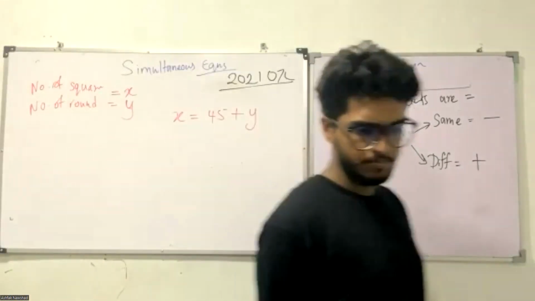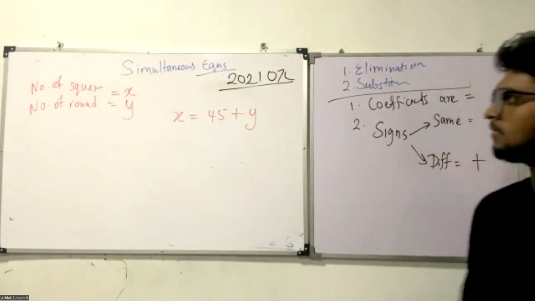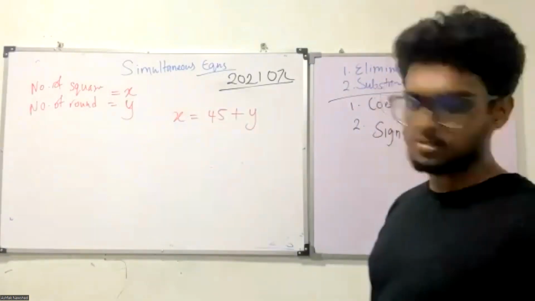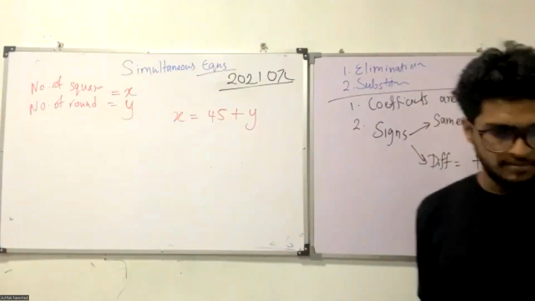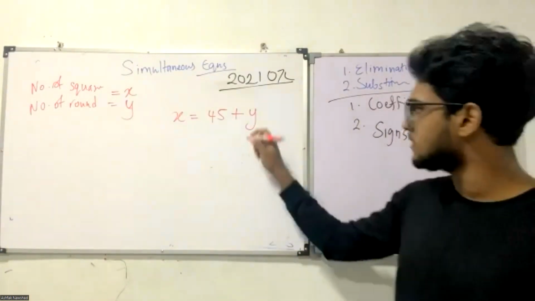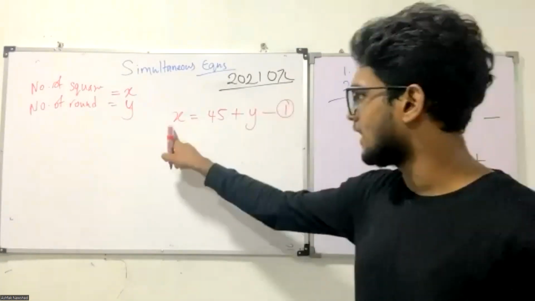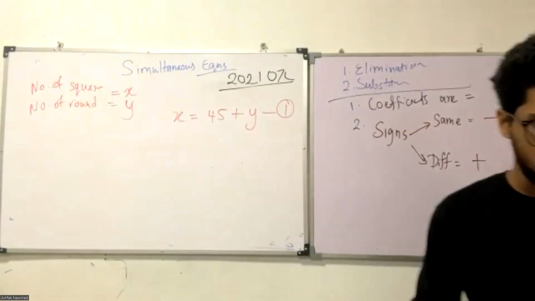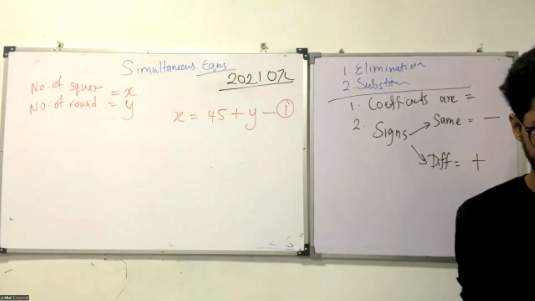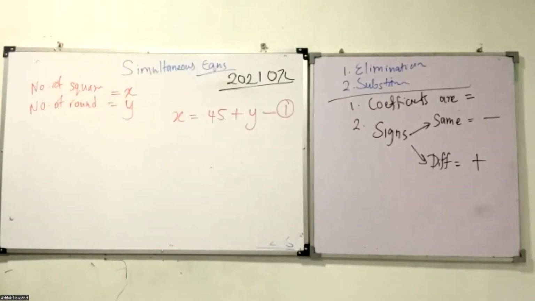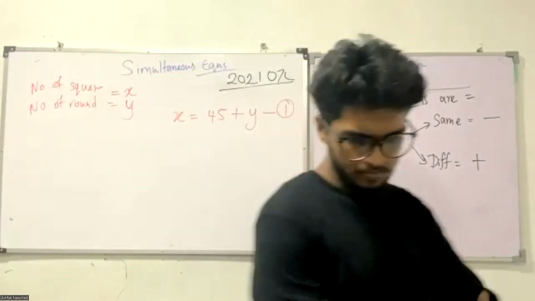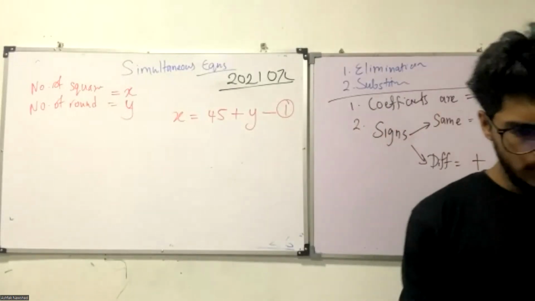Is this understood? I just read the second sentence and I constructed this. Is this clear? The first equation: the number of square tables is 45 more than the number of round tables. Is it clear? It's clear, eh? Good. Okay.